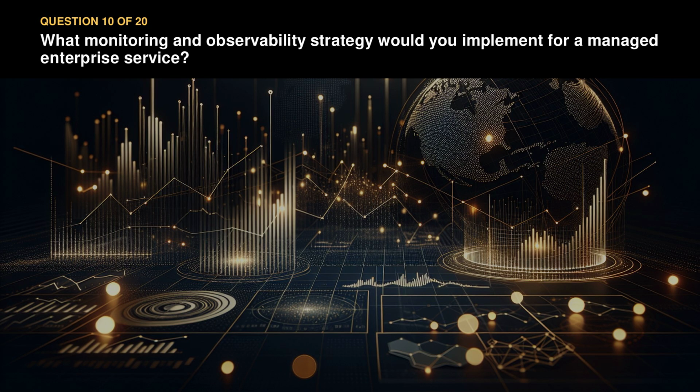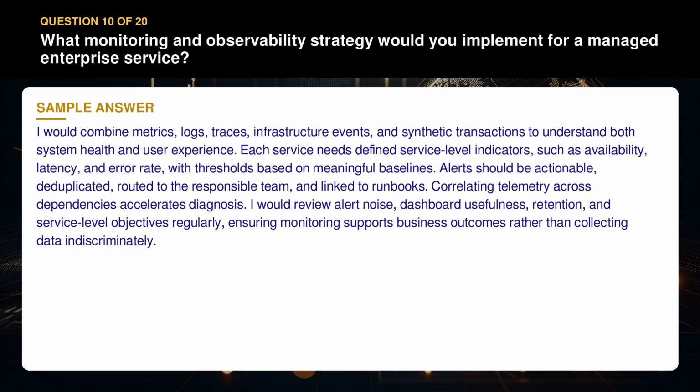Question 10. What monitoring and observability strategy would you implement for a managed enterprise service? I would combine metrics, logs, traces, infrastructure events, and synthetic transactions to understand both system health and user experience. Each service needs defined service level indicators, such as availability, latency, and error rate, with thresholds based on meaningful baselines. Alerts should be actionable, deduplicated, routed to the responsible team, and linked to runbooks. Correlating telemetry across dependencies accelerates diagnosis.